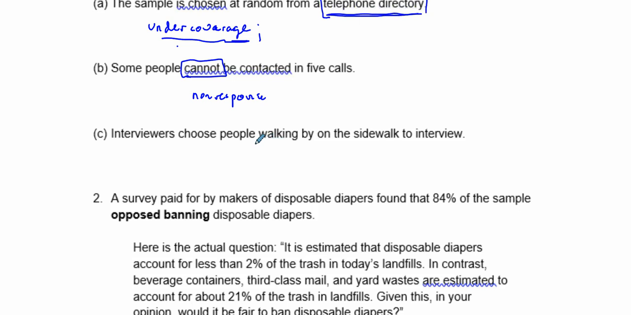Interviewers choose people walking by on a sidewalk to interview. That would be convenience sampling, and that is never good. In the first two, you can still do a random sample from a telephone directory. Some people cannot be contacted, so assuming this is still a simple random sample, there's still some non-response bias involved here. And this is convenience sampling because you're just choosing people being interviewed walking along the sidewalk.